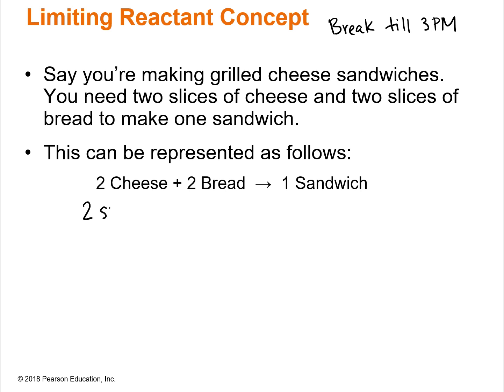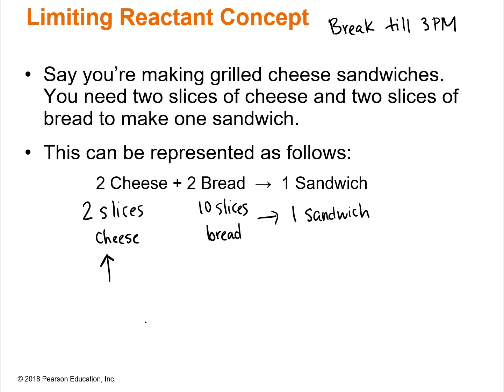If I had 2 slices of cheese and 10 slices of bread, I can still only make 1 sandwich, because I've only got enough cheese for 1 sandwich. The rest of that bread is in excess. The cheese is limiting. The bread is in excess. Does that concept make sense?